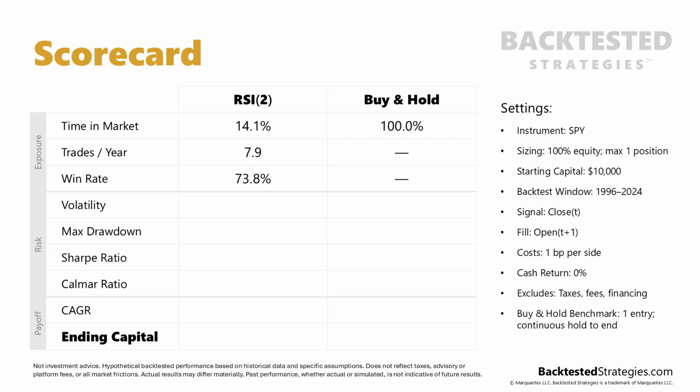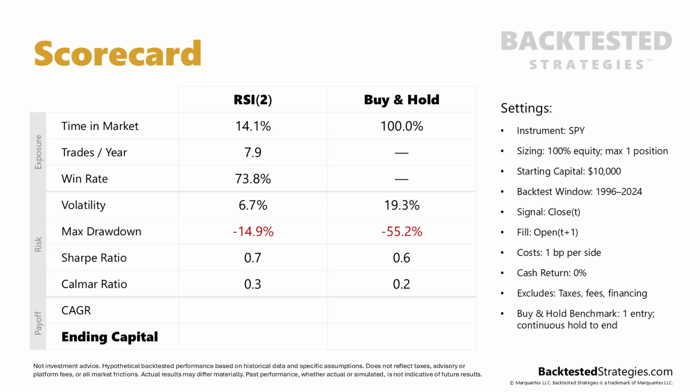Section 2, Risk. For Connors' RSI, volatility is 6.7% with a max drawdown of minus 14.9%. The Sharpe and Calmar ratios are 0.7 and 0.3 respectively. For buy and hold, volatility is 19.3% with a max drawdown of minus 55.2%, and the Sharpe and Calmar ratios are 0.6 and 0.2.